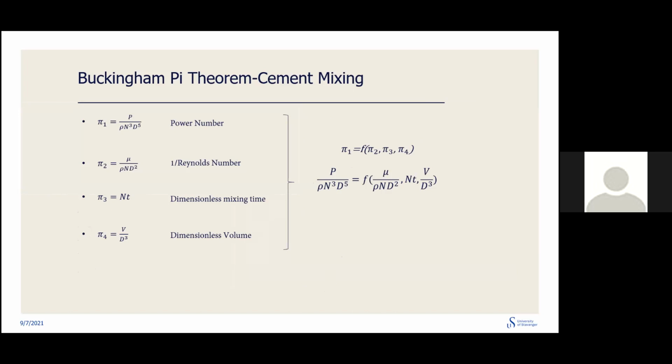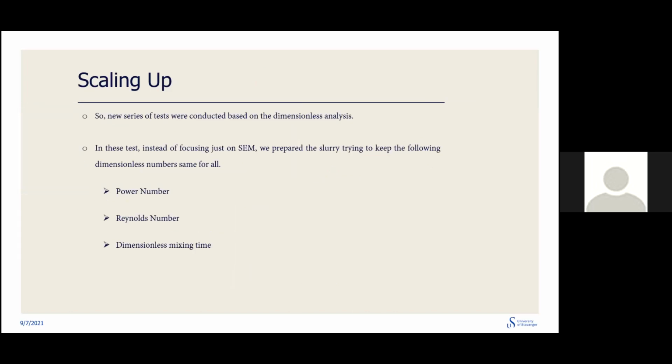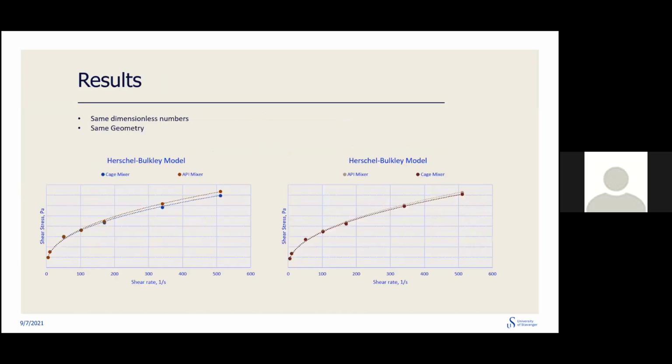So we know that the power number is a function of Reynolds number, dimensionless mixing time, and dimensionless volume. In my analysis, instead of keeping SME same, I tried to keep these dimensionless numbers same to see if I get same results for different mixers. So for different slurries, I tried to keep power number, Reynolds number, and dimensionless mixing time same for different slurries being mixed at different rates and with different mixers. And here are the results.